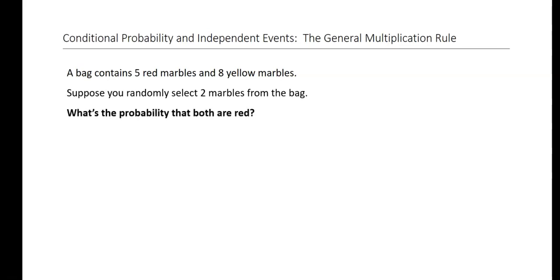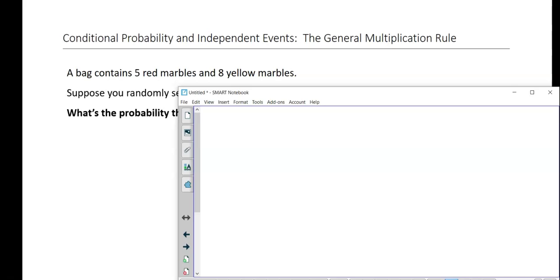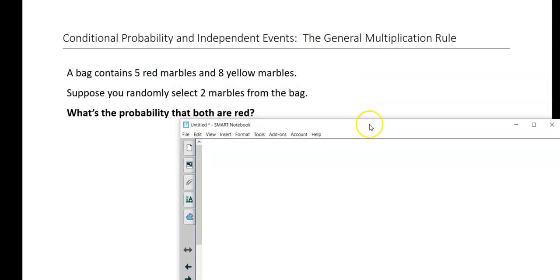Okay, so let's just start with the basic problem here. I think it'll make sense. A bag contains 5 red marbles and 8 yellow marbles. Suppose you randomly select 2 marbles from the bag. What's the probability that both are red? So if I'm working this problem, what I would do is something like this. You're kind of drawing two lines. You're multiplying two things together to get your answer.